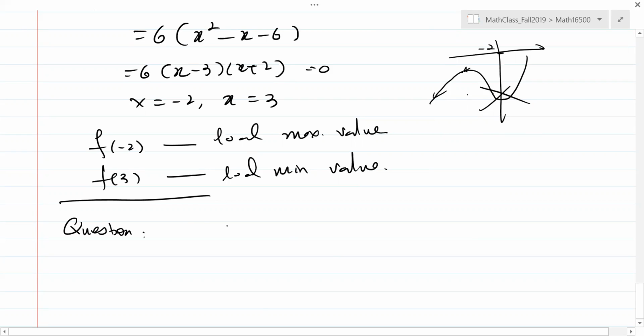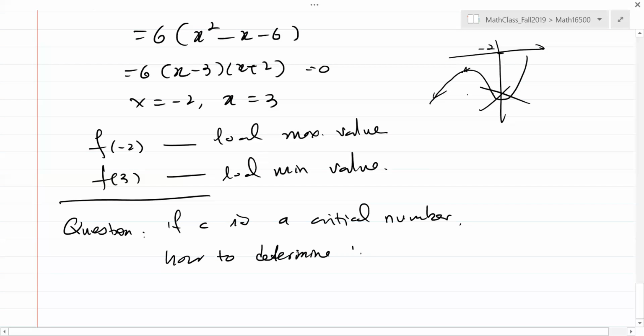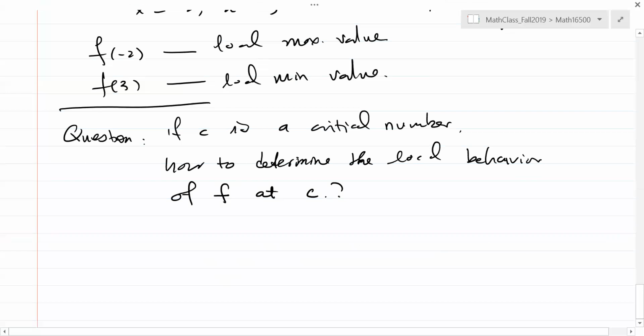If c is a critical number, for this particular function I can tell from the graph, but sometimes the function is complicated and it's not easy to see. How do we determine the local behavior of the function at c? There are only two possibilities, like this or like that, or like this.